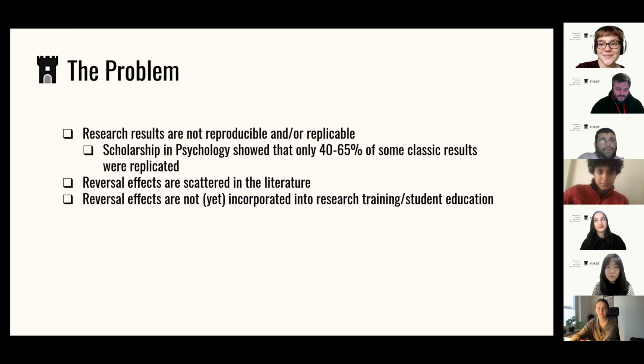Okay, so not all published research results are reproducible and/or replicable. In 2015, the Open Science Collaboration showed only 40 to 65% of some of the classic results being replicated in a weak sense of finding statistical significance for the same direction of effect. So what I mean by this is that it's less than zero or greater than zero effect.